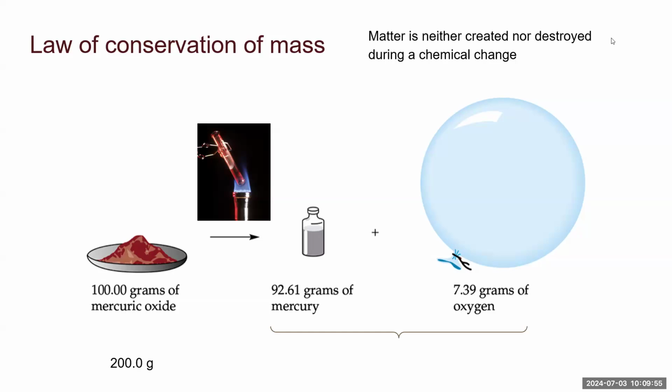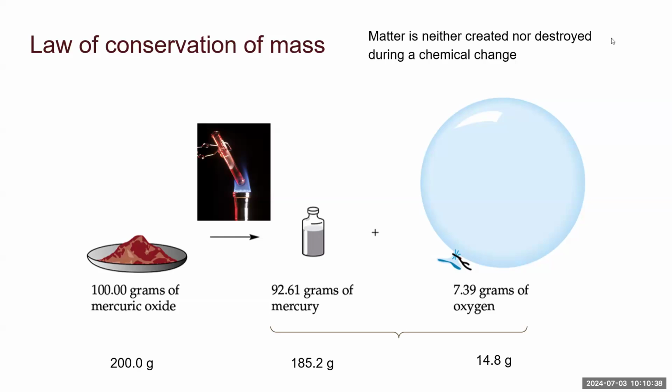Now, in the event that we scaled our experiment up, and rather than 100 grams of mercuric oxide, we use 200 grams, do you think the mass of mercury produced is going to increase? We're starting with more of our starting material. What about the mass of oxygen? Our starting amount doubled, so each of these two output components is going to double. So we're going to end up with approximately 185.2 grams of mercury and 14.8 grams of oxygen.